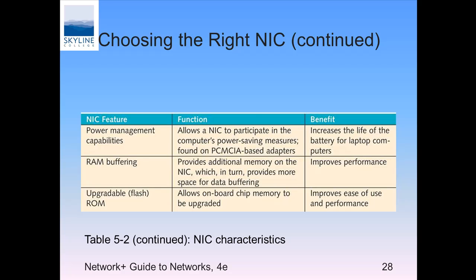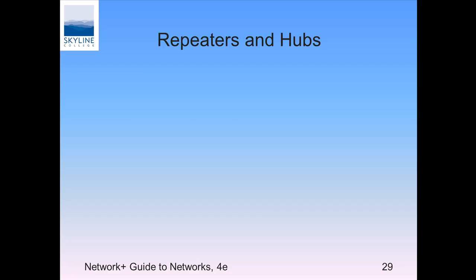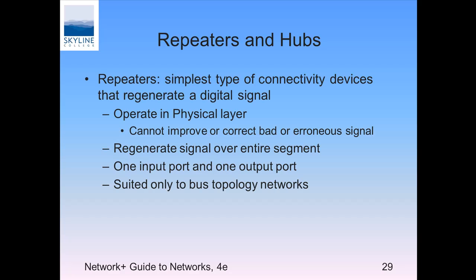RAM buffering, upgradable ROM. And the upgradable ROM is the EEPROM. You can download the upgrades to these things. You can do that with your machines too. It's still, and this is just me, but upgrading ROM still scares me to death, because if you have a problem during the upgrade process, you just ruin the device. Repeaters and hubs. Let's take a break and then we'll do repeaters and hubs and routers.